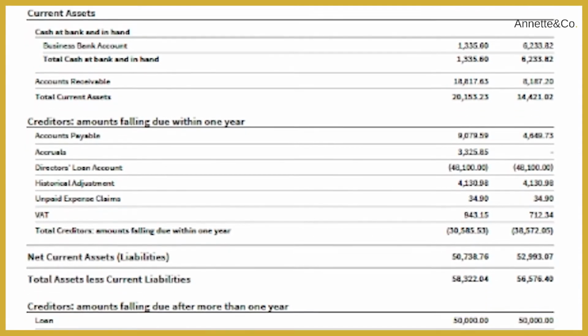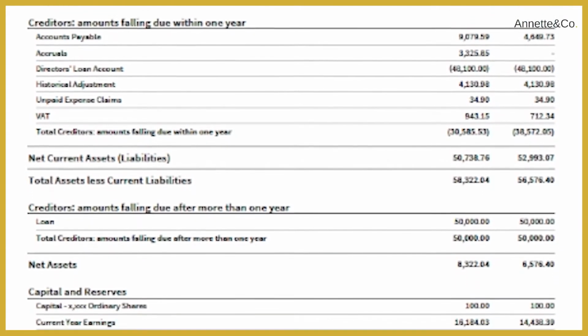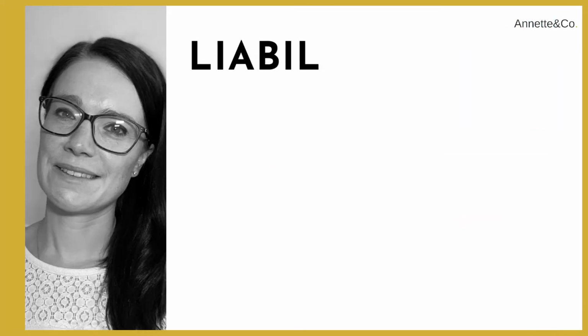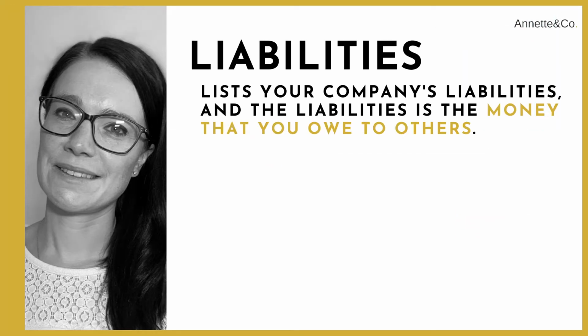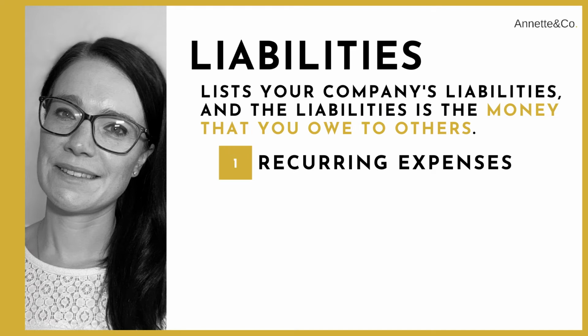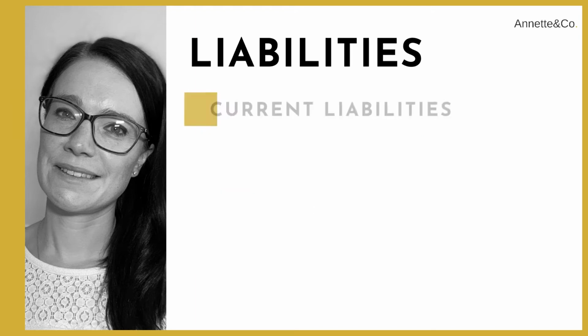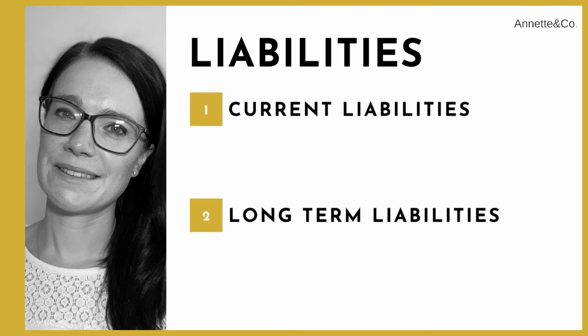The next section of the balance sheet is the liabilities. It lists your company's liabilities, and the liabilities is the money that you owe to others, including your recurring expenses that are outstanding to be paid, loan repayments, and other forms of debt. This includes any money that you may have put in the business that the business owes to you as well. Liabilities are broken down into current and long-term liabilities.